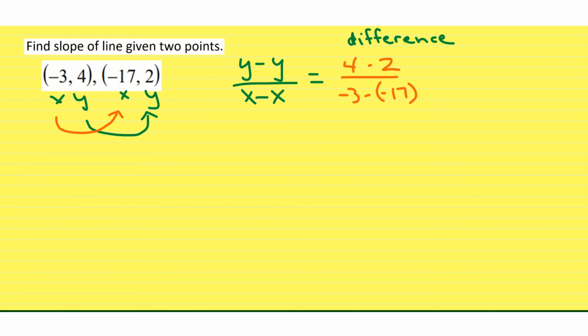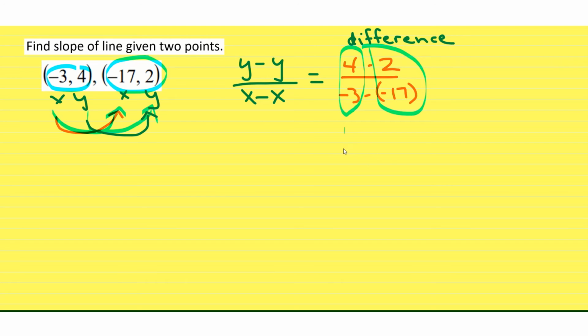So does that make sense what I just did? I went left to right and left to right. So basically, these two x's and y's go together. The negative 3 and the 4, they go together. The 2 and the negative 17, they go together. Does that make sense? These 2 points go from one x and y coordinate, and these 2 go from the other x and y coordinate. So that's the way that I remember that formula.